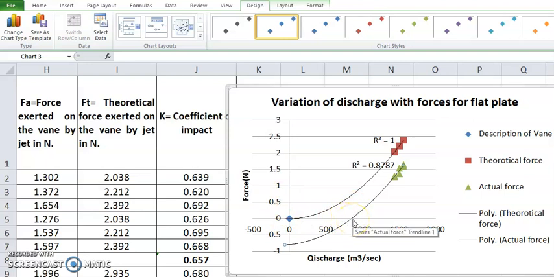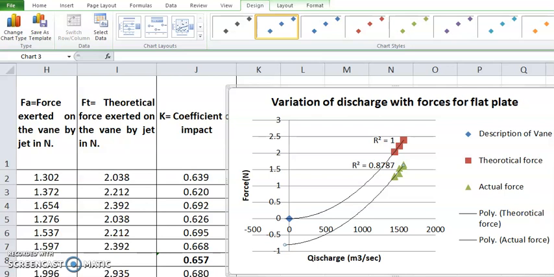So this is the beauty of any graph or the graphical representation of the result. A similar kind of graph you can draw for the other plate, and you can draw the conclusion of it. Two good conclusions you will be getting from these observations are: theoretical force is always greater than the actual force. This is one very bold conclusion or observation you will be getting.